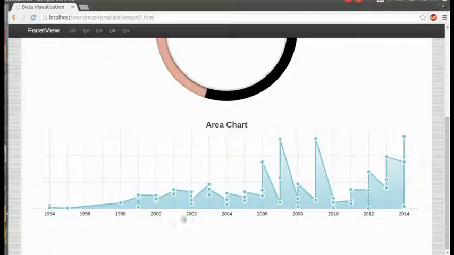As you can see in the area chart, the x-axis denotes the year and the y-axis denotes the frequency. When you hover over any of the points, it will show you the number of documents as well as the label for that point. In this instance, in the year 2003, the label ozone, or the gas ozone, is being talked about in 37 different documents.